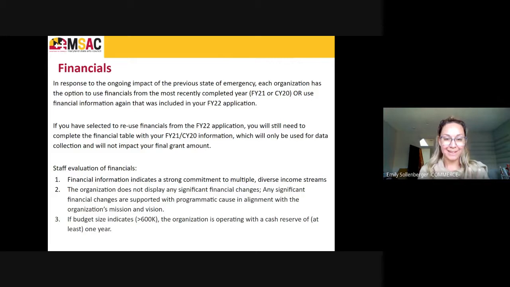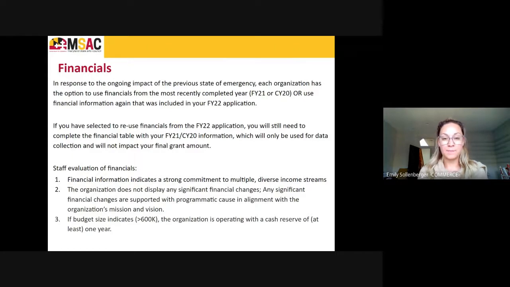So it can be a little bit confusing, but please touch base with Laura and I if you want to talk through which might be the best fit for you. So again, there's a choice for which financials you'd like to use, and you will either way have to complete the chart with your FY21 or calendar year 20 information. If you select to use the financials from last year's application, you do not need to resubmit. We'll just pull that information because it's already approved. So again, just a couple of choices for you all to ensure that you're being supported the best way possible.